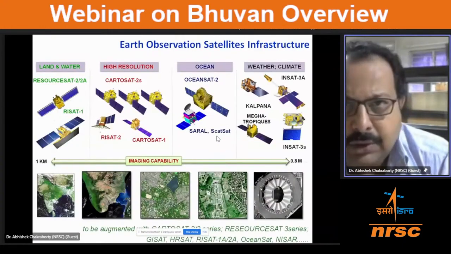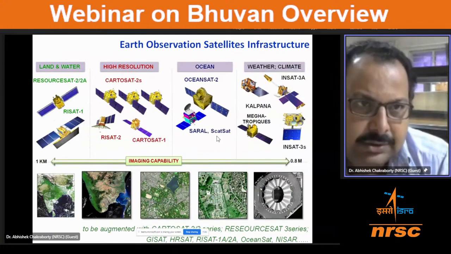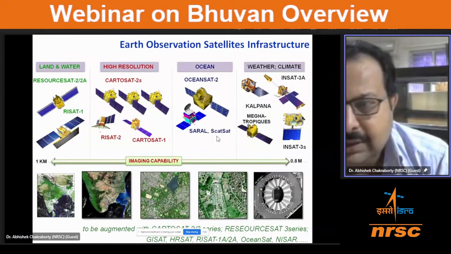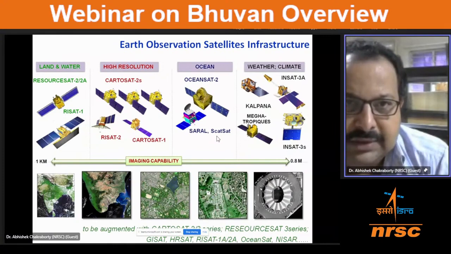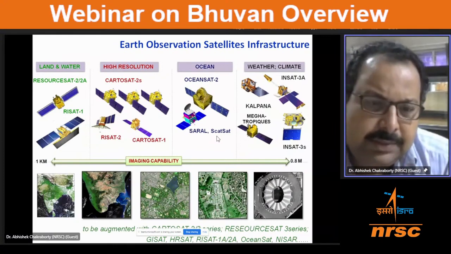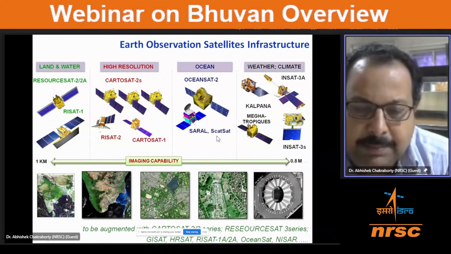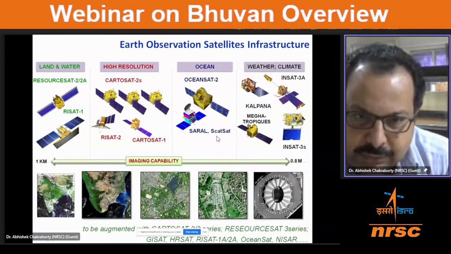So we have a plethora of observational satellites. We call them theme based, for land and water, for ocean, for climate, and then we have high resolution and moderate resolution satellites. Depending on the characteristics of the satellite, the application is steered through this.